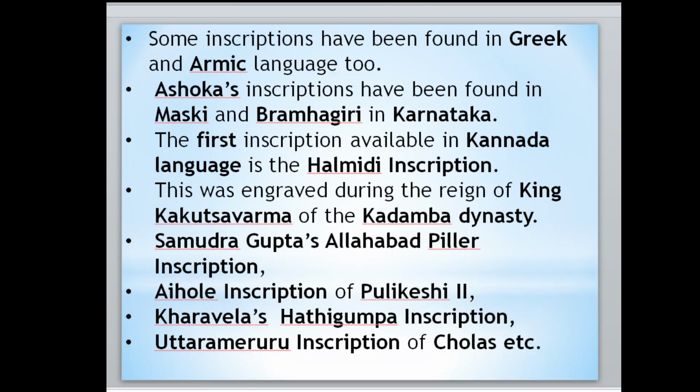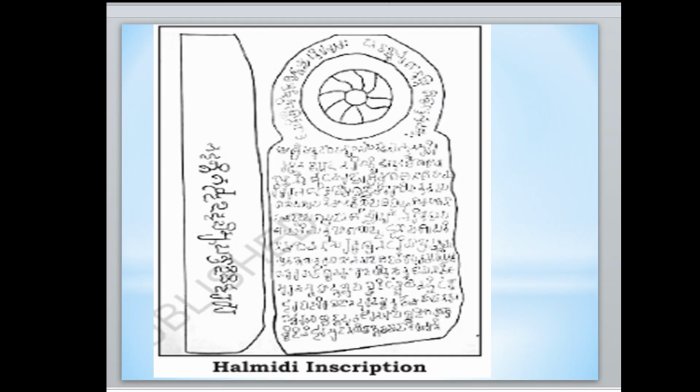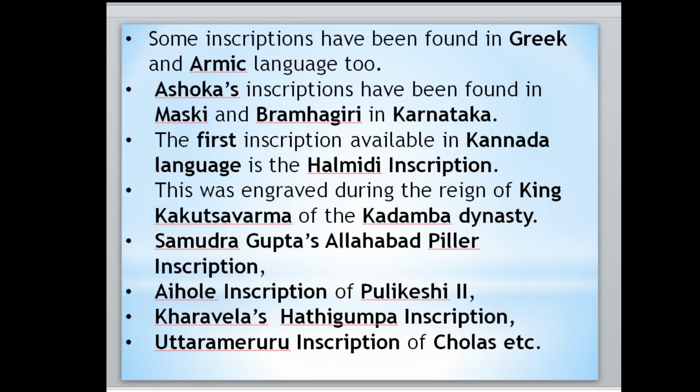In the Kannada language, the first inscription available is the Halmidi inscription. Please remember this one, the Halmidi inscription. It is the first inscription available in the Kannada language, and it was engraved during the reign of King Kakusthavarma. Kakusthavarma belongs to the Kadamba dynasty. So please remember: the first inscription in Kannada is the Halmidi inscription, engraved during the reign of King Kakusthavarma of the Kadamba dynasty.